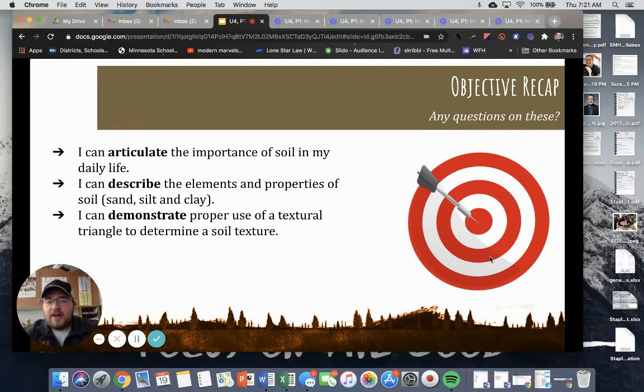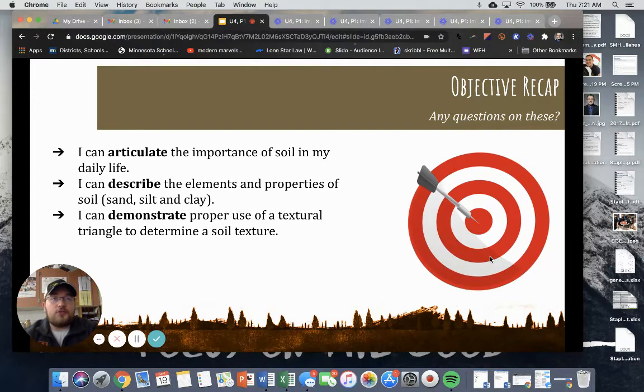Number 2, I can describe the elements and properties of soil, sand, silt, and clay. We know that some soils have better properties for certain activities than others. Some crops prefer wetter soil, so we can probably grow them in more clayey soils, because the water is going to be able to cling and be retained within those clay particles, since the particles are smaller and can absorb more.